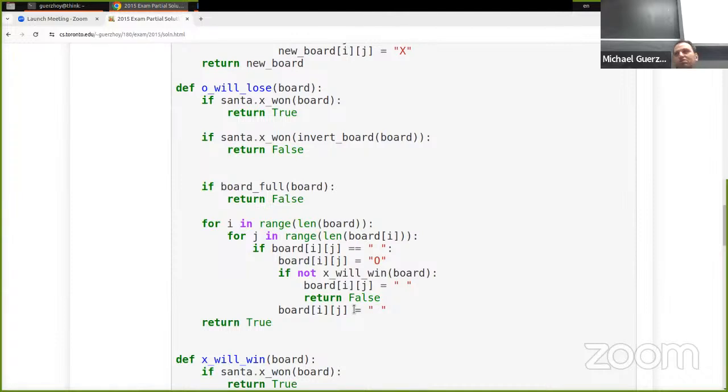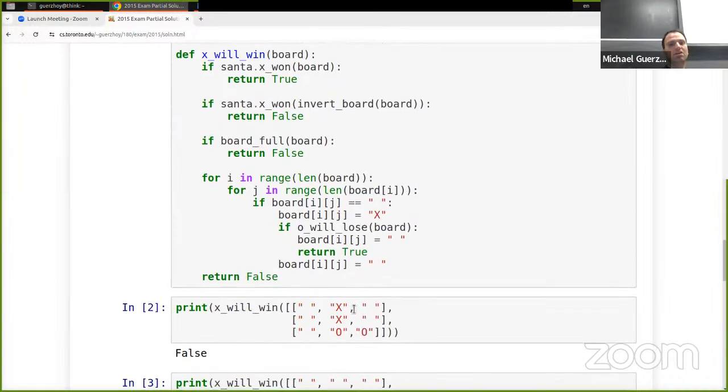So that's the basic kind of logic, right? We try every possible location for the piece. And if logically that means that X will win, that O will lose, then we return true. And vice versa, right? So that's the basic logic.